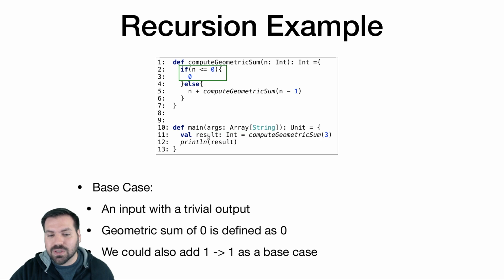The base case is always going to be some trivial input-output behavior. And your method's going to start with a conditional. We're going to say if we've reached the base case, just return the trivial output to this trivial input.